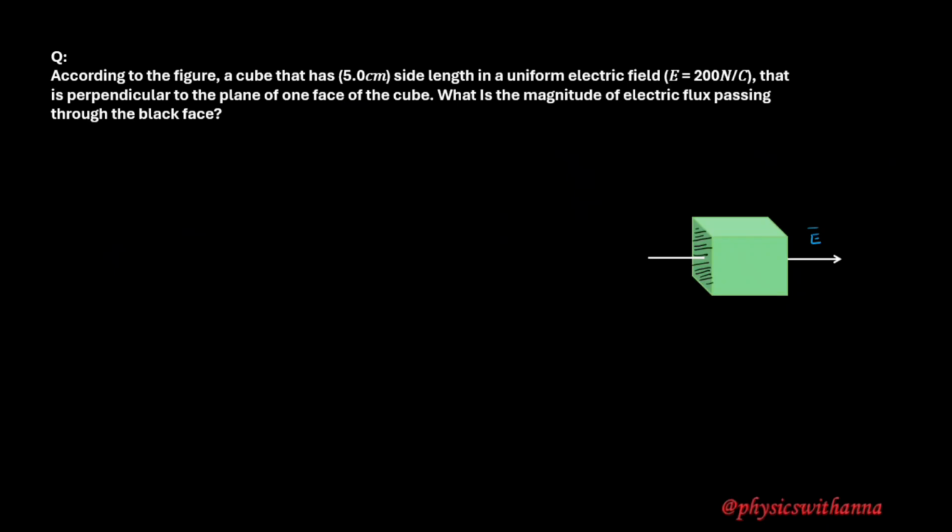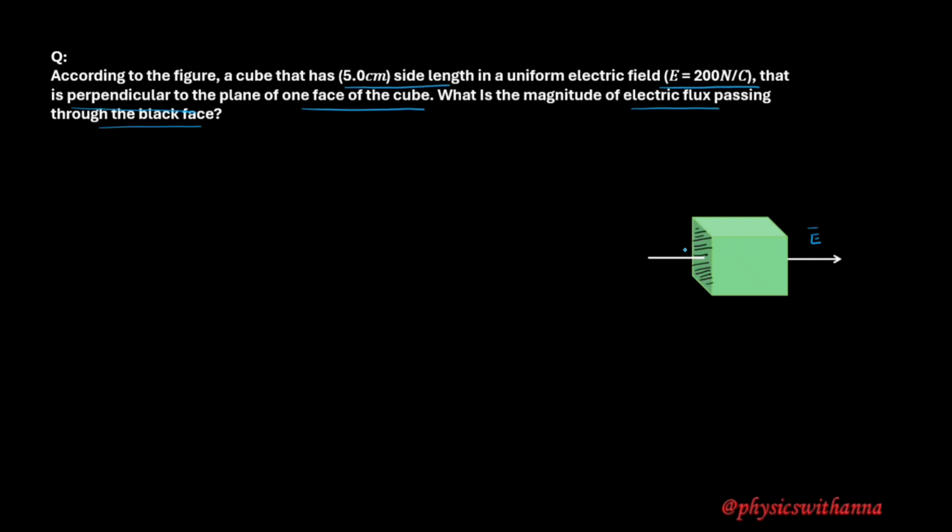In this video, we are going to discuss problems based on electric flux. According to the figure, a cube that has 5 centimeter side length is in a uniform electric field E equals 200 Newton per coulomb that is perpendicular to the plane of one face of the cube. What is the magnitude of electric flux passing through the black face?